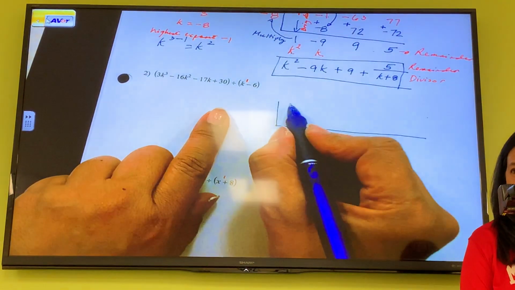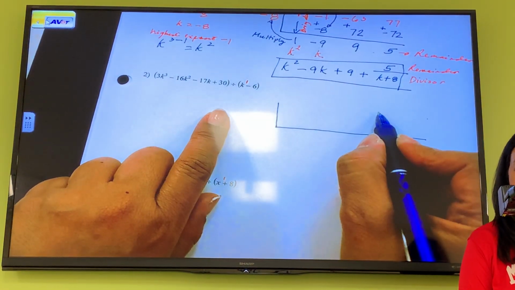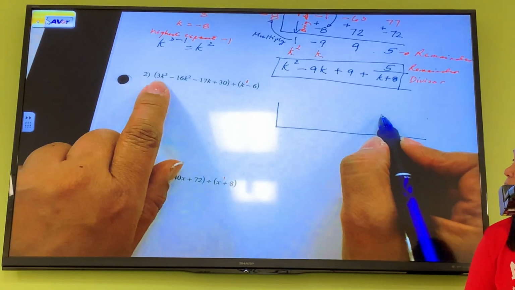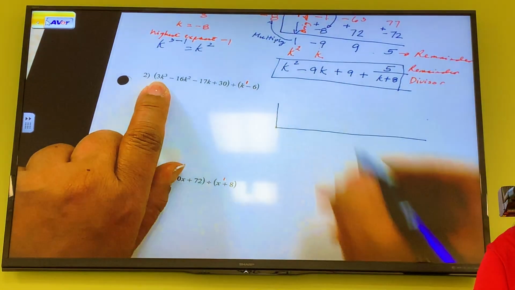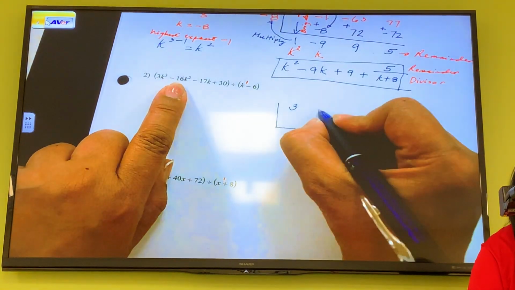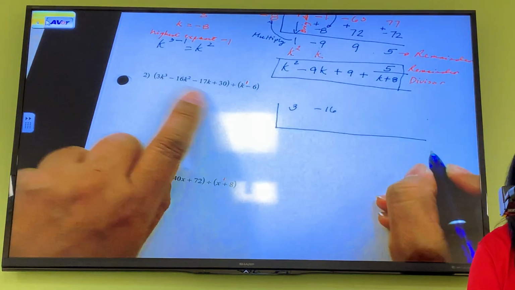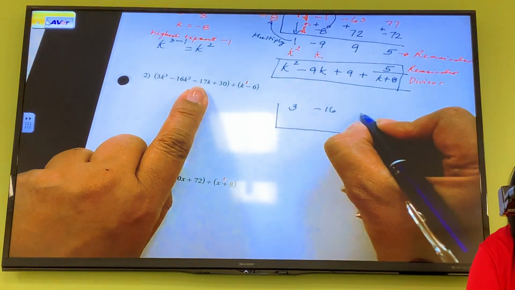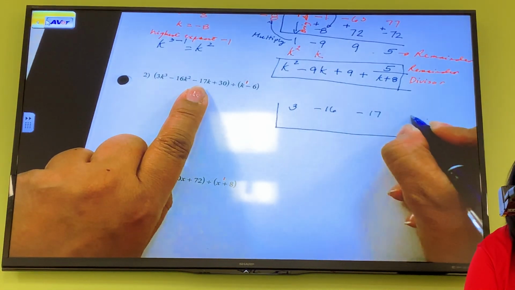And on top, we're going to write down our numerical coefficients. So the first numerical coefficient is 3, so we're going to write 3. Then negative 16. Then negative 17. And then the last one is 30.